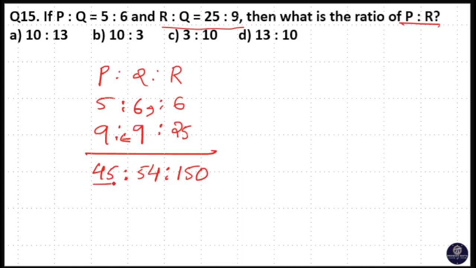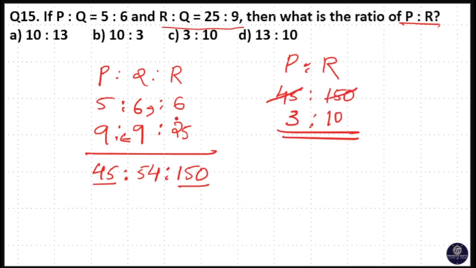This is P and this is R. 45 is to 150, P is to R. 15 into 3, 45. 15 into 10, R. So, 3 is to 10 is your answer. Option C is your answer.